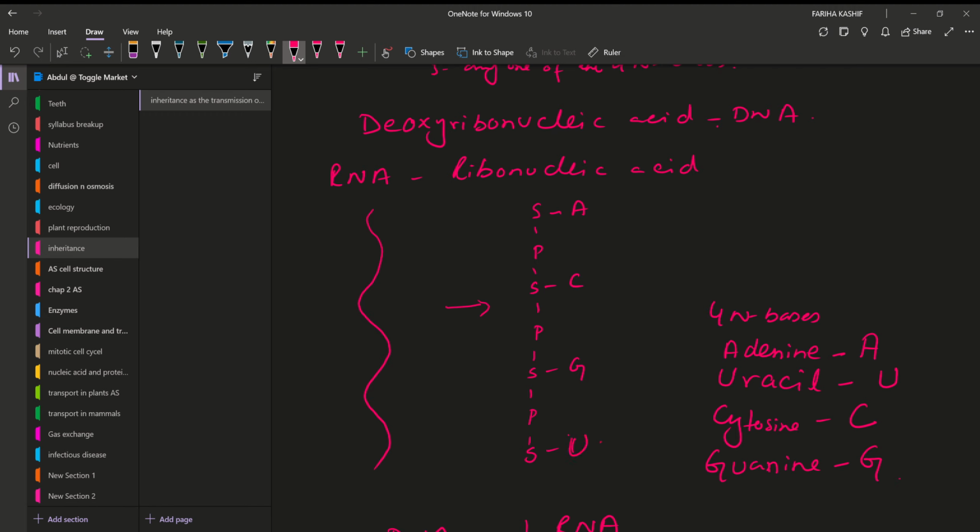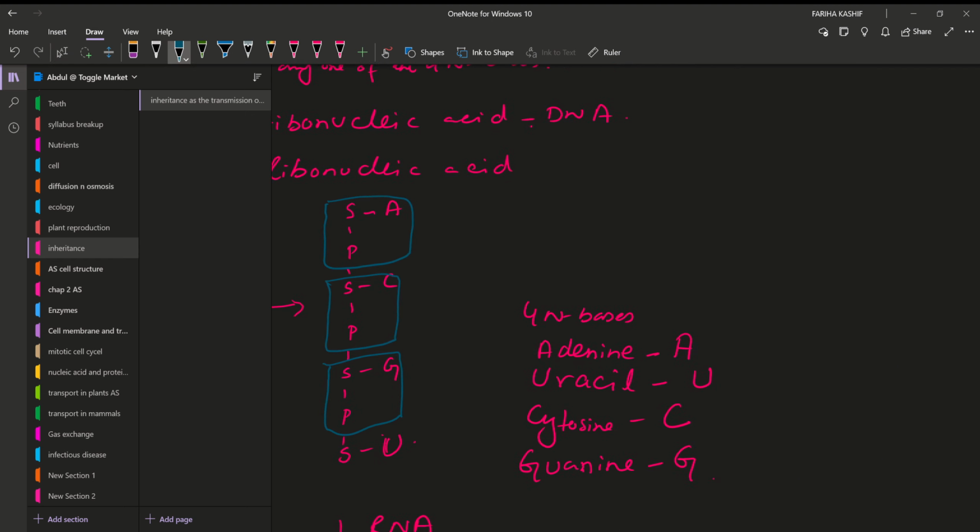Now, can you see any repeating unit in RNA? Can you see any phosphate? Can you see any repeating sequence in RNA? Sugar phosphate, sugar phosphate. Very good. It also contains sugar, phosphate and 1 nitrogen base, sugar, phosphate and 1 nitrogen base, sugar, phosphate and 1 nitrogen base. This is called RNA's nucleotide.